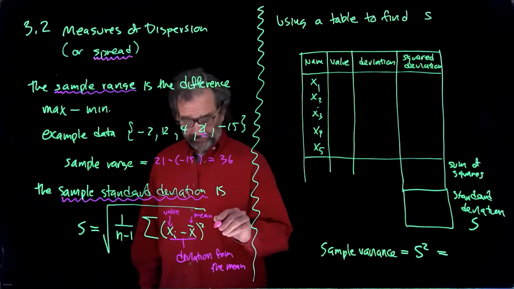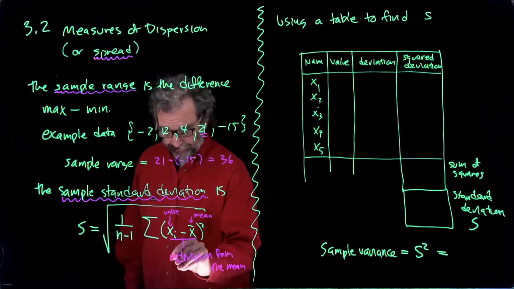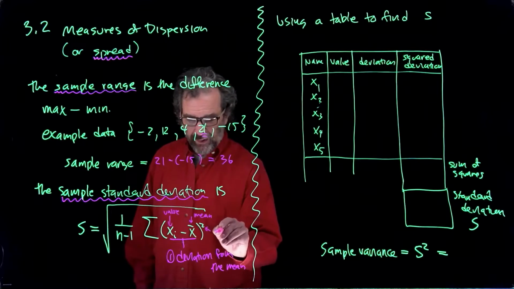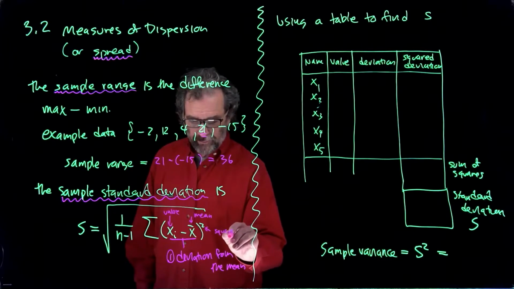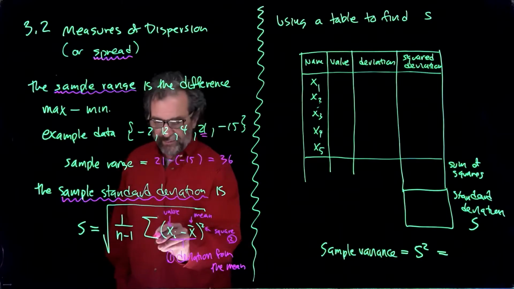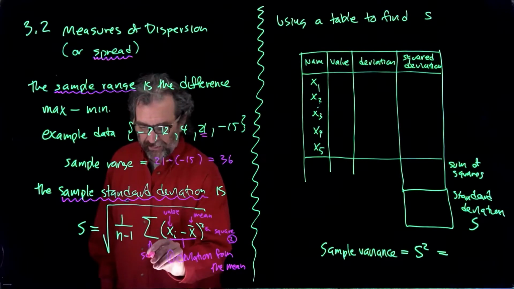That's the first step. You get those deviations for every value. Then you square them. So now you've got squared deviations. And then over here it says we're going to sum those values. Sum them.